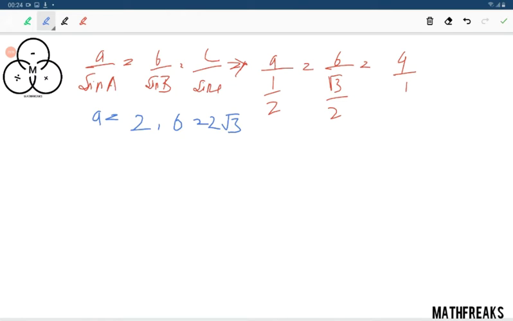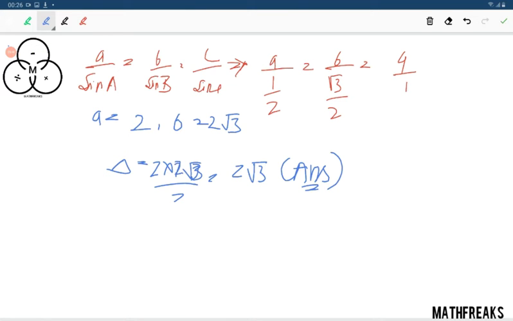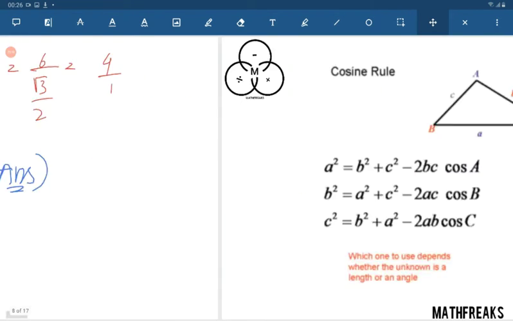Then the area of the triangle is 2 into 2 root 3 by 2. This is our answer. Very simple thing, very simple calculation. Everything is quite simple there.